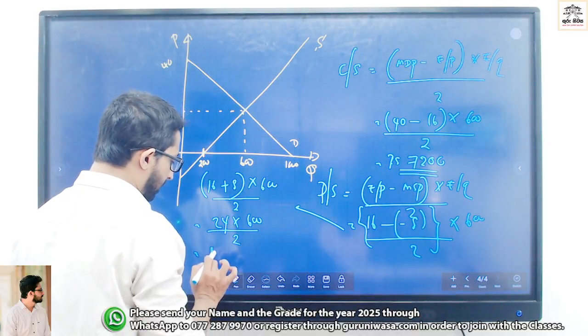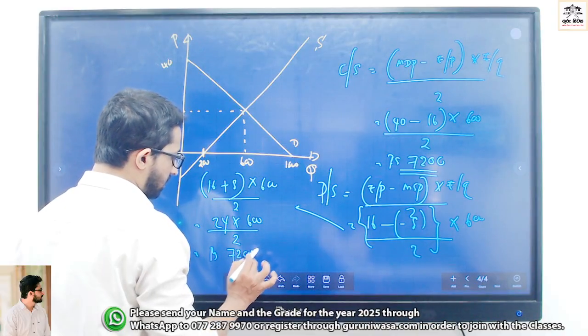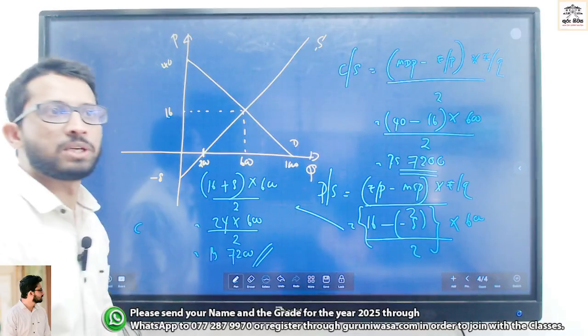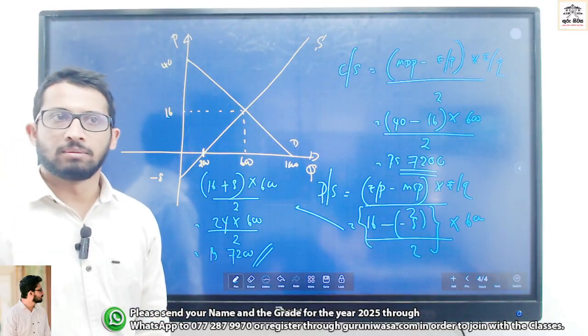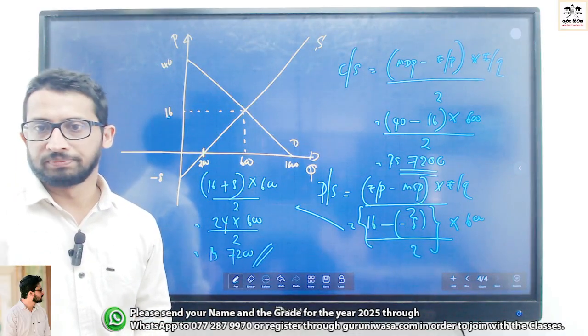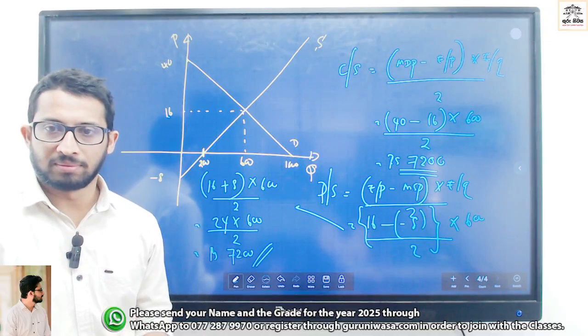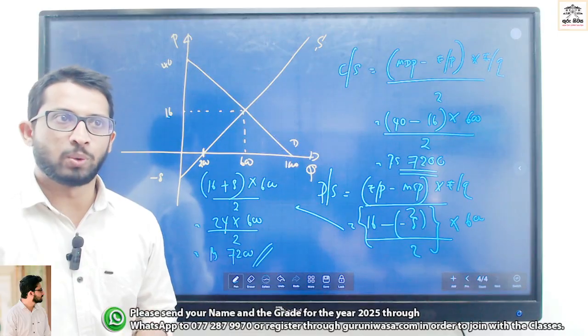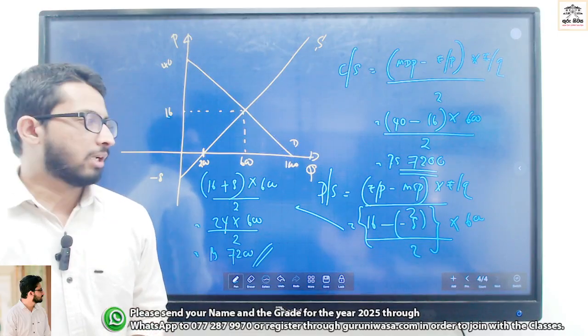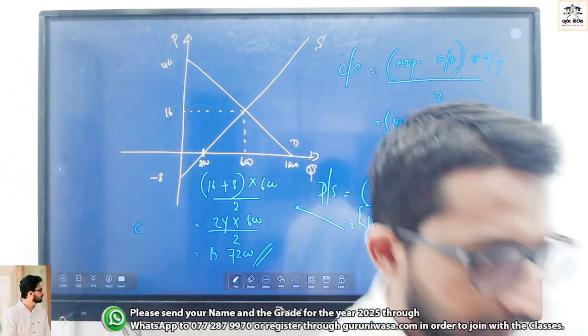How much is the value? 7,200. Here consumer surplus and producer surplus are equal. But remember, there's no condition that these two values should be equal.